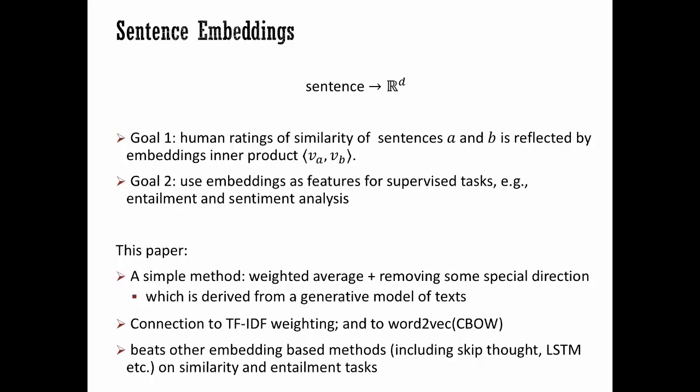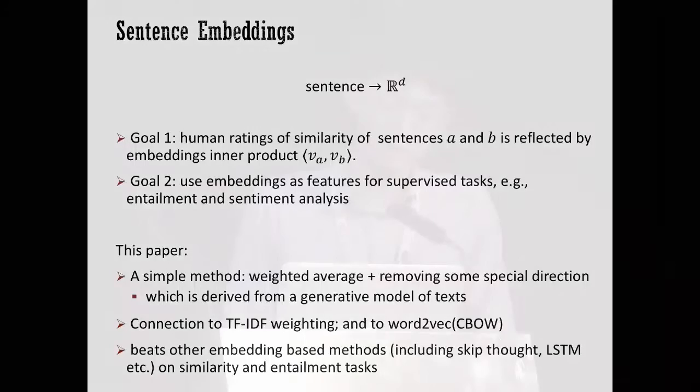In this paper, our contribution is a very simple method, which is just a weighted average of the word embeddings in a sentence, plus the removal of some special directions, and this simple method performs pretty well. It is also motivated by a theoretical model of text. The weighting has a connection to TF-IDF and word2vec, and it beats many baseline methods like skip-thought, LSTM, RNN, and so on.